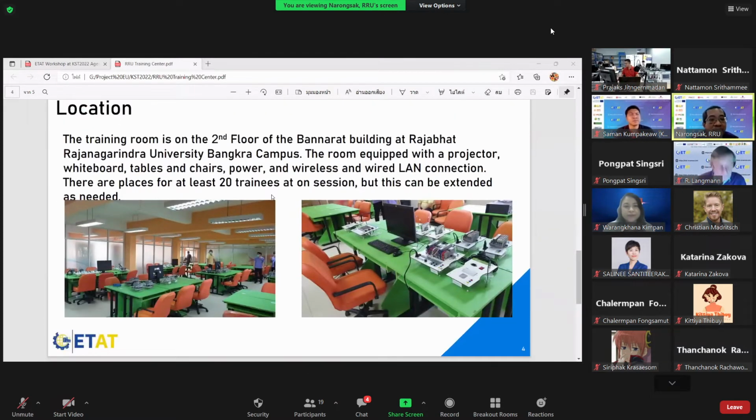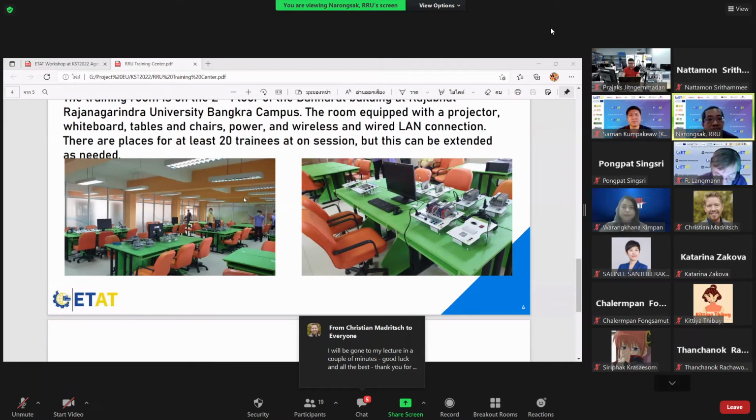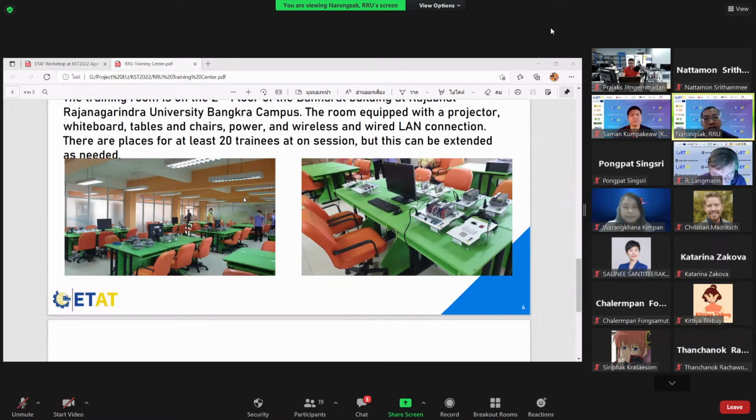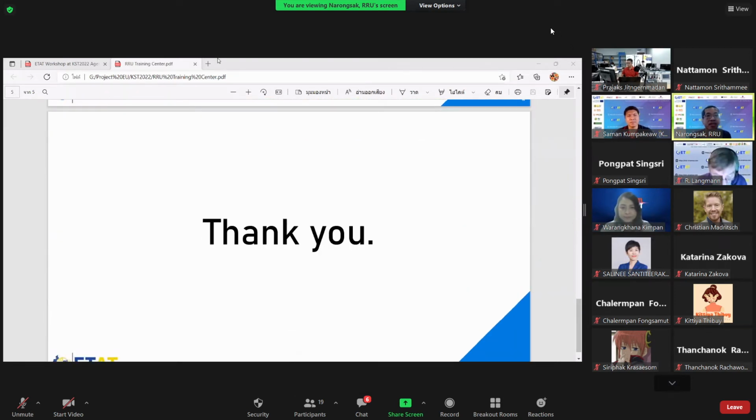The location of the training center is on the second floor of the Bangkok building at the Rajabhat campus in Bangkok. The room equipment includes everything suitable for a training center. The place is for at least 20 trainees in one session, but it can be extended. This finishes my part. Thank you.